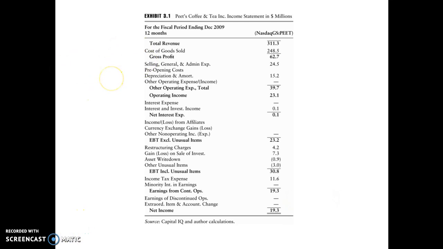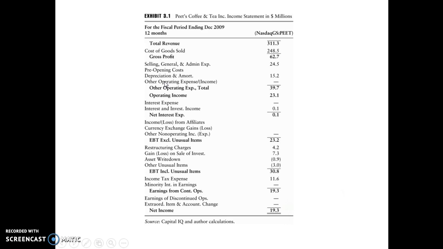Selling, general, and administrative expenses, also known as SG&A, include the selling, general, and administrative section and contain other indirect costs associated with running the business. These include salaries of management, rent, office expenses, insurance, and travel expenses. Not all companies will have this next line item, pre-opening costs. Apparently Peet's wanted to keep track of any startup costs for new entities that they establish, but you'll see they have nothing in that dollar amount there.